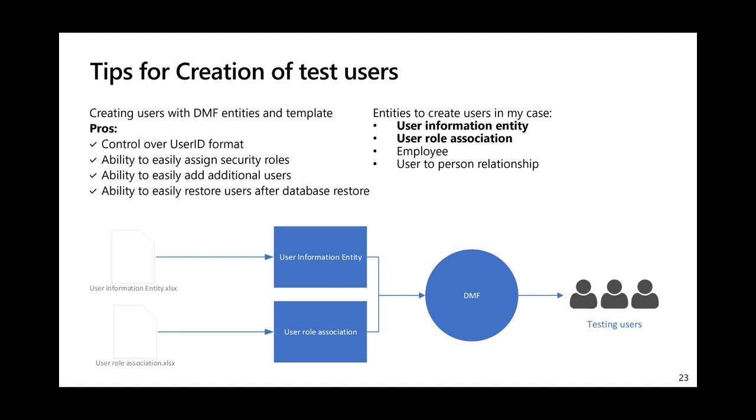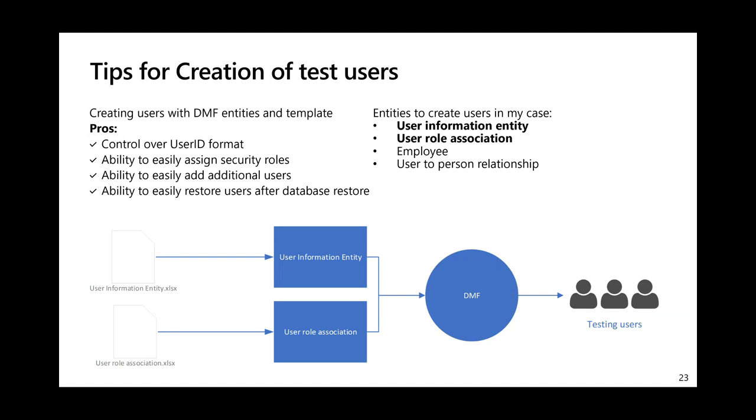The user information entity creates a new user in the user table. You can specify your own user ID and email address format, and it's easy for you to re-add any missing user. Then there is the user role association entity.